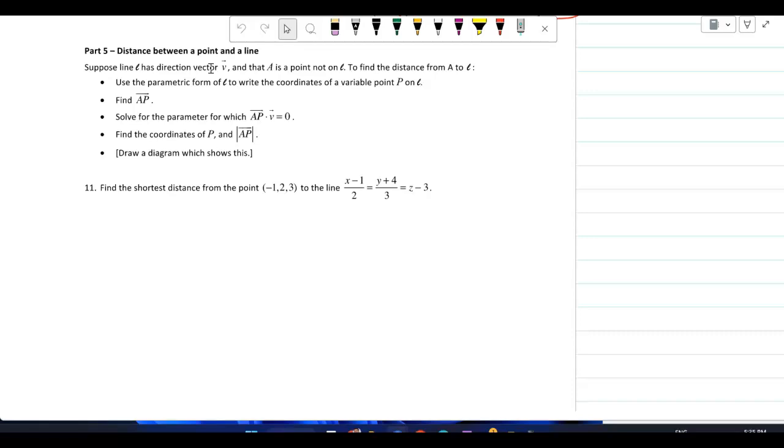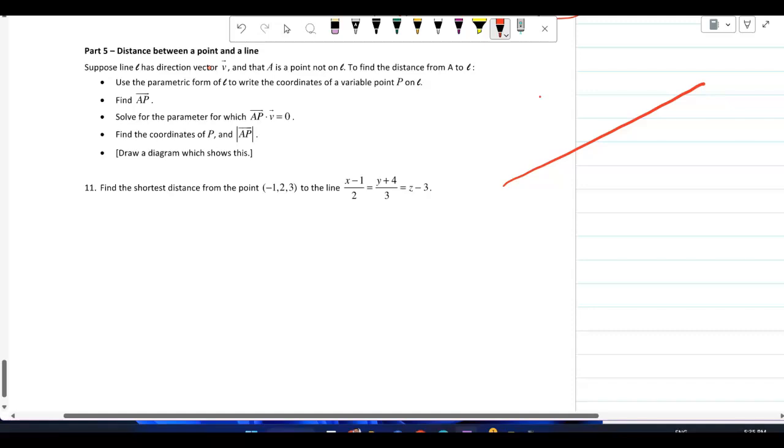So when they ask you to find the distance between a line and a point, you have a line and you have a point, and you're referring to the perpendicular distance. The perpendicular distance between the point and the line is the shortest distance. So we'll always call the point P, and this is your line. Now what do you have to do?